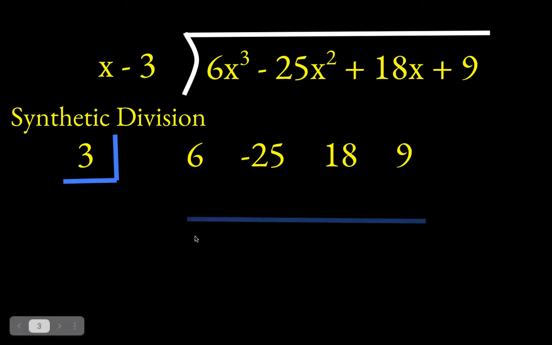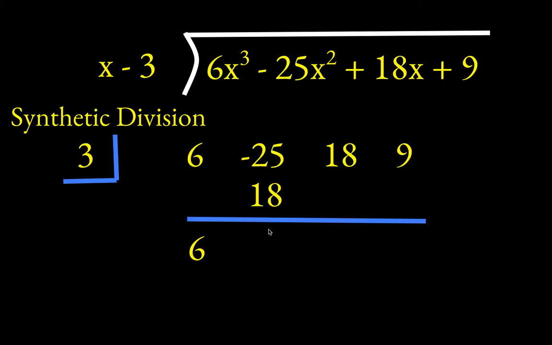And then what we're going to do is draw a little bar and bring this 6 straight down. And so then you say, okay, 6 times 3 gives you 18. You put it here. You add these two things together.